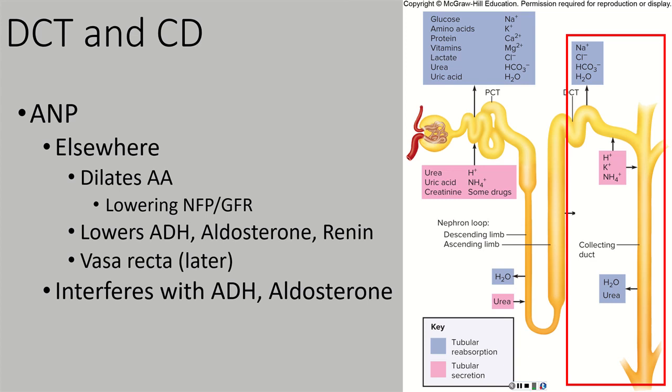But ANP lowers ADH, it lowers aldosterone, it lowers renin levels. And it has an effect on the vasa recta that we'll see in our next class. ANP also interferes with the activities of ADH and aldosterone that may already be working. So it prevents ADH from doing its job in the collecting duct and the DCT. It prevents aldosterone from doing its job in its 3 areas. So ANP is having the opposite effects of what ADH and aldosterone do together.